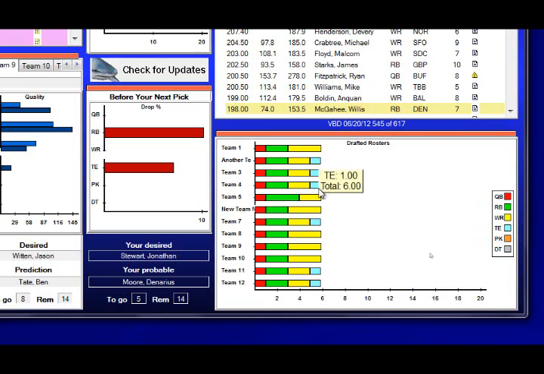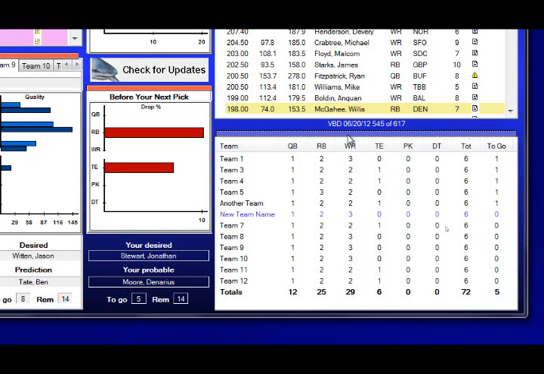We've got a few teams who have drafted tight ends, and we've got a few teams who have drafted 3 running backs as opposed to 2. It's fairly well balanced. We can take a look at the tabular view.